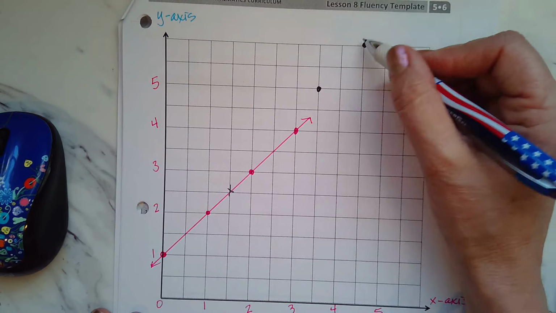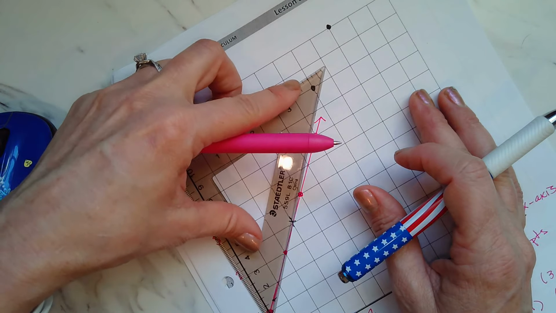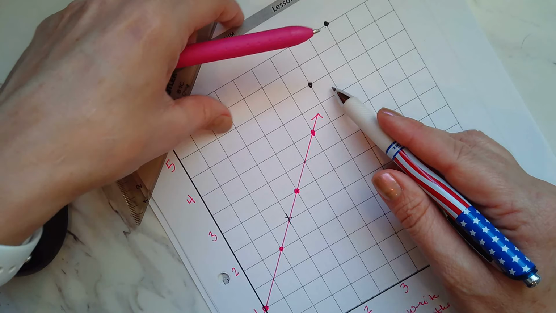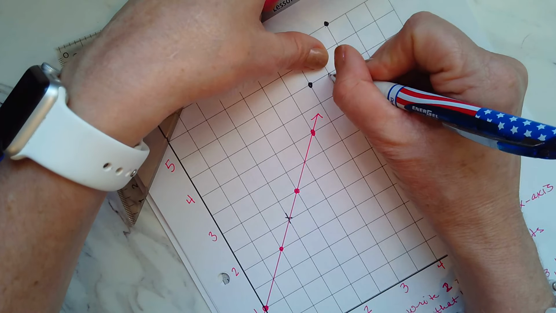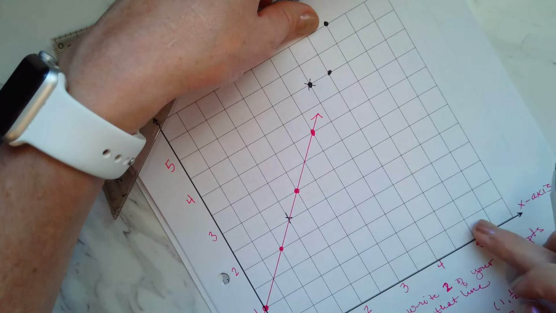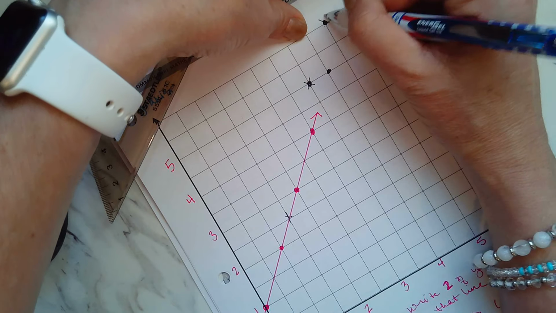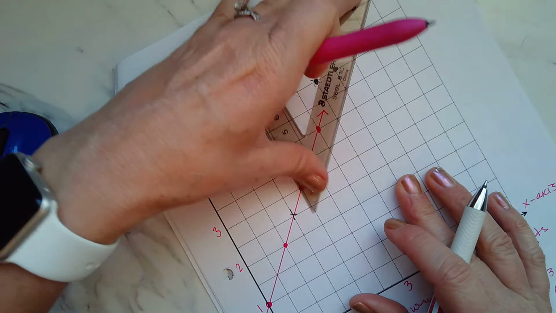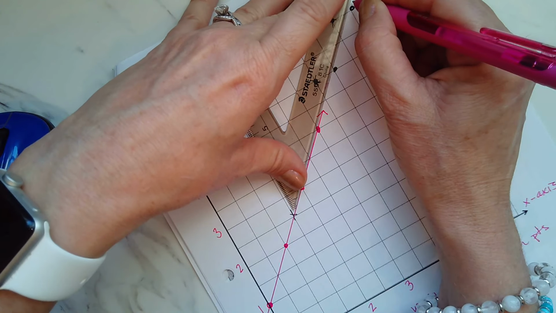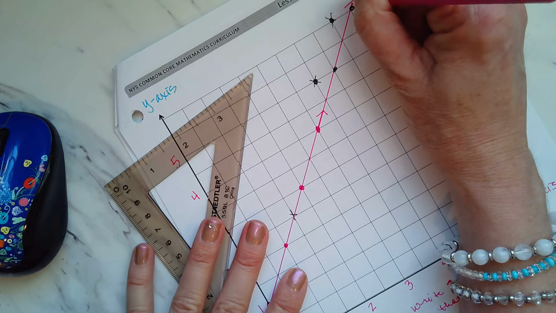Those are two that I didn't draw my line very well. Whoops. 4 and 5. Oh, I went over. No wonder it didn't look good. 5, 5, and 6. I was not on my. So let's see. Whole numbers. We were working with whole numbers here. Okay.